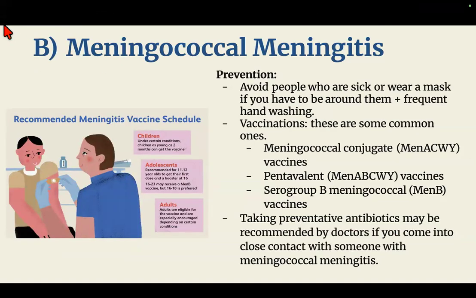Since meningococcal meningitis is so contagious, it's recommended to avoid people who are already sick, or if you are around them, wear a mask and frequently wash your hands. Vaccines have become more common and are often given to adolescents. With increased vaccination and more herd immunity, it has significantly declined the spread of this disease in the United States.